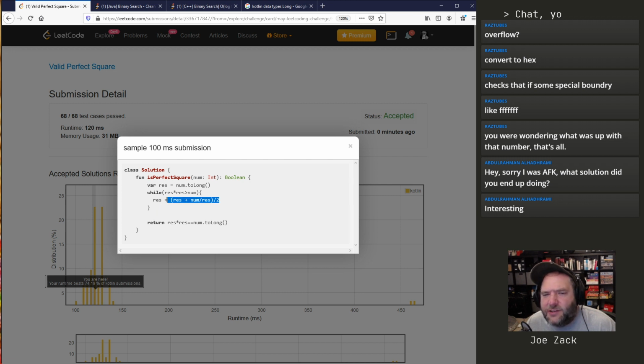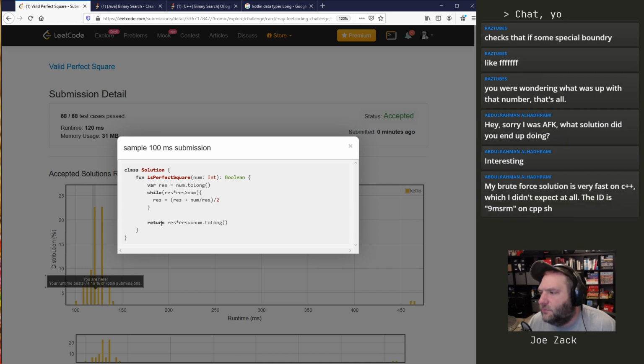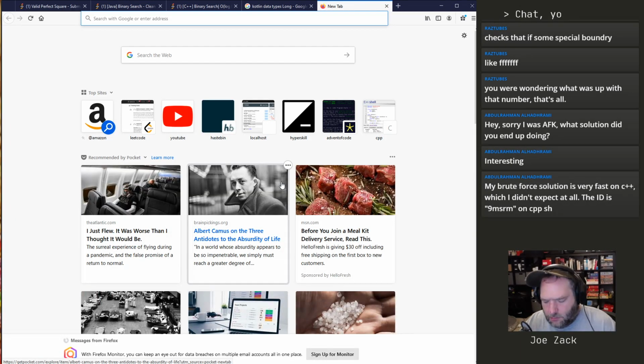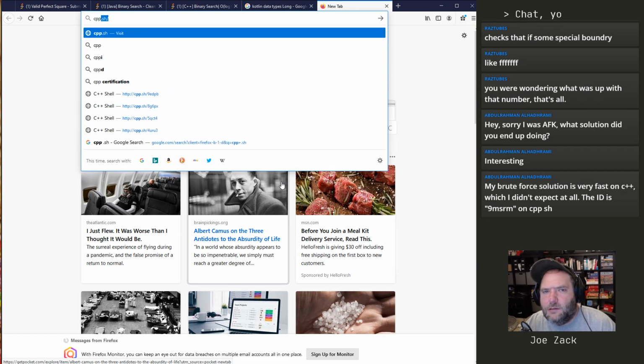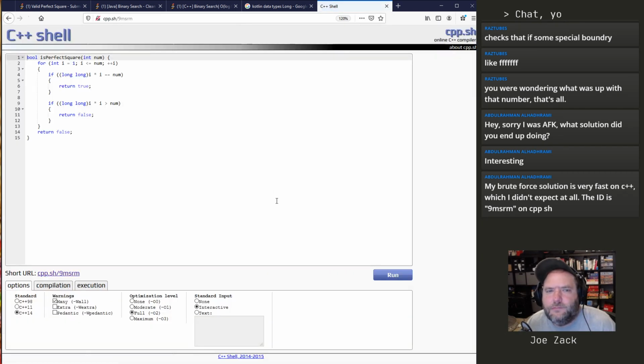So I just don't understand how they got this formula. I see that my example worked, but I don't know the mathematical property, the rule that they're using. Yeah, let me see. I forgot the name of the paste bin now. It was like C++ SH. There we go.